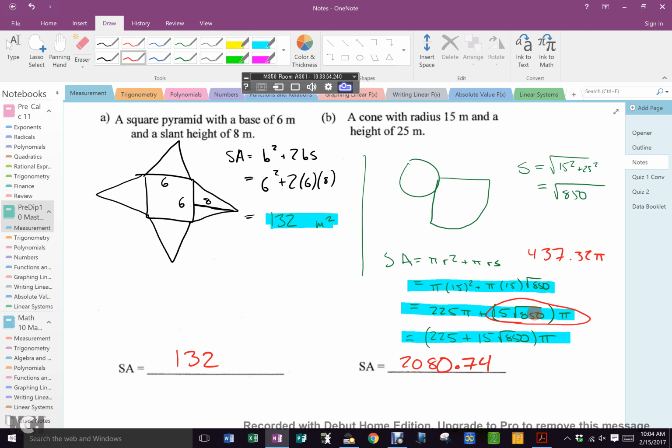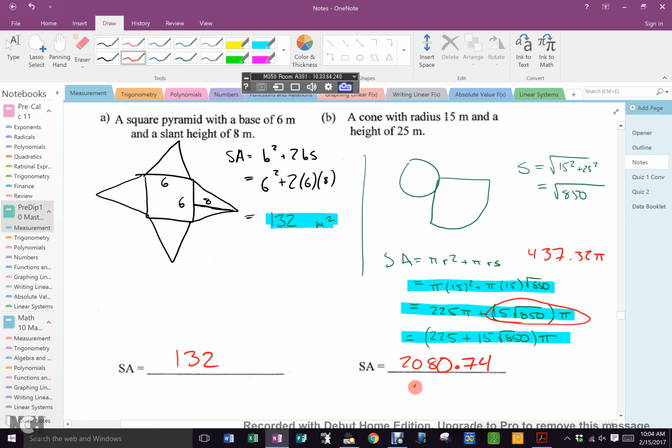Going once. Going twice. I did 437, so what you have up there, plus pi times 225. 225 pi plus 437 pi would have been... That's what I did. You could also have had 225 plus 15 times square root 850. I had like 662. Yeah, that's what I got. Pi times 225 plus 15 times square root 850.